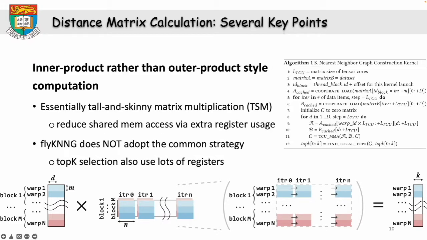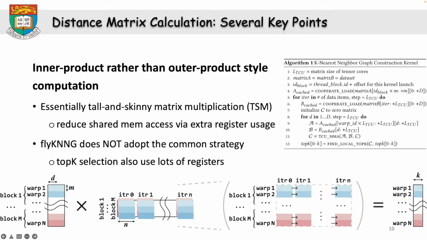The workload of each warp is a small regular-size matrix multiplying a tall and skinny matrix. It is a best practice to use the outer product computation style rather than the common inner product computation style for this kind of matrix multiplication to reduce the shared memory access. However, it needs to occupy extra registers to hold the intermediate data.